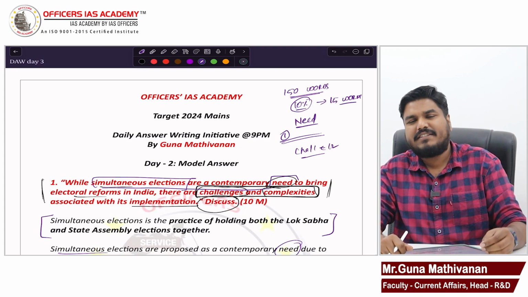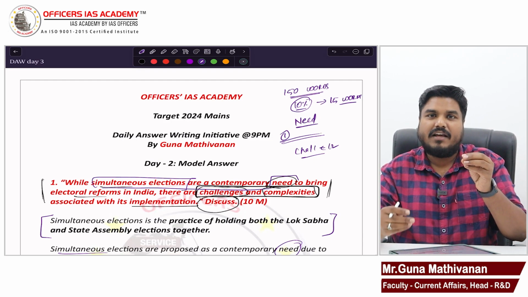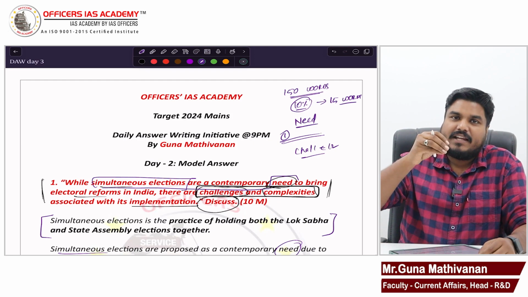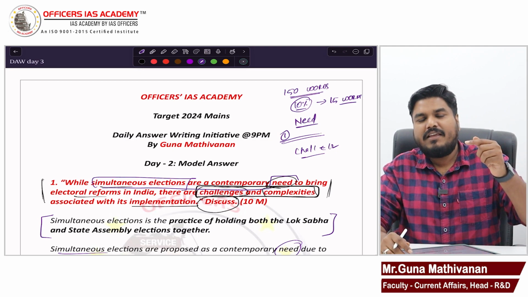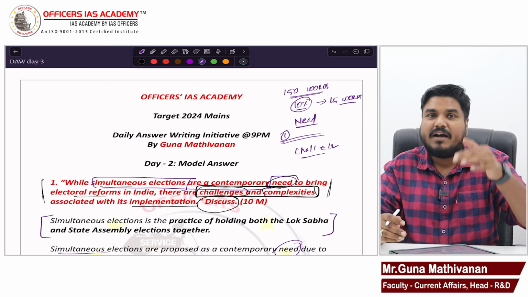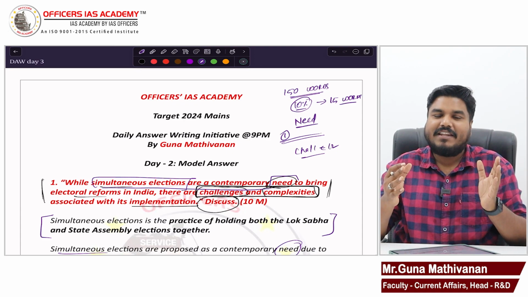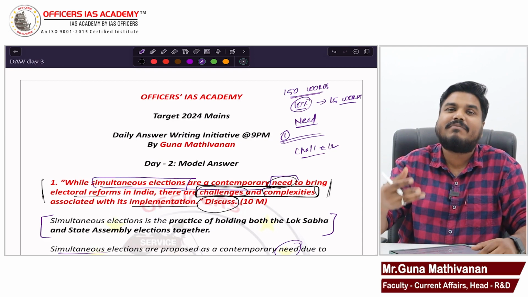This is also criticized because simultaneous elections will go against the federal philosophy of our country. Why? Because during simultaneous elections, national issues will mask the local issues. The national parties' campaigning will be so big that small parties will find it difficult to create visibility.